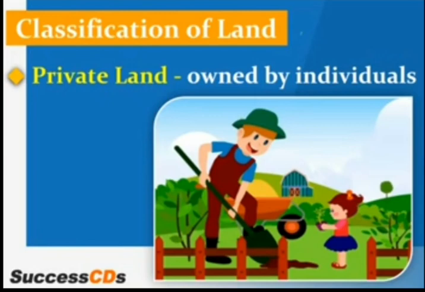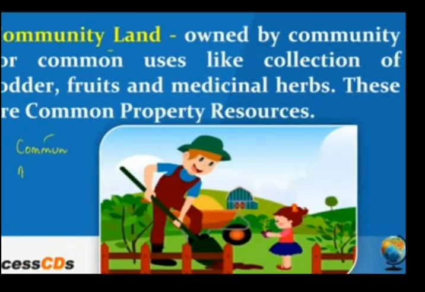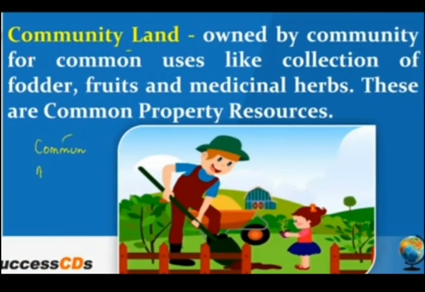It is used for personal purposes, like a house is private land. After this, the next one is community land. Community land is owned by the community for common use, like collection of fodder, fruits and medicinal herbs. These are commonly property resources.